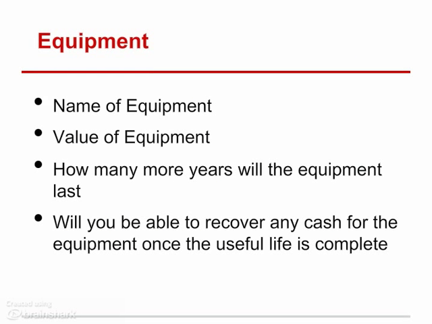In the next section of the template, we will ask you for information about equipment that you have purchased. We will need to know several things in order to create accurate projected financial statements. We need to know the name of the equipment, the current value, how many more years the equipment will last, and whether you will be able to recover anything from the equipment once you can no longer use it. This helps us project your balance sheet. Each year, as the value of your equipment goes down, your balance sheet will show smaller dollar amounts for this equipment. We also use this information to calculate depreciation expense, which appears on your income statement.